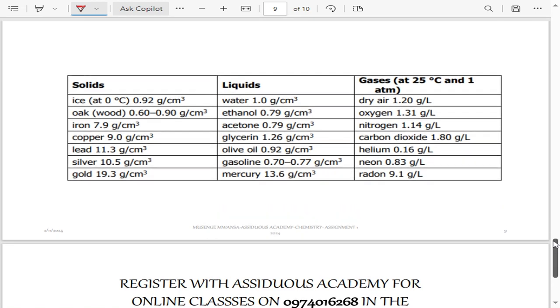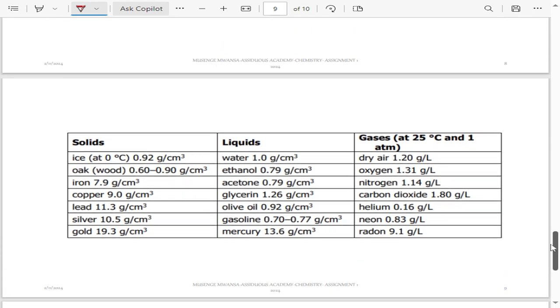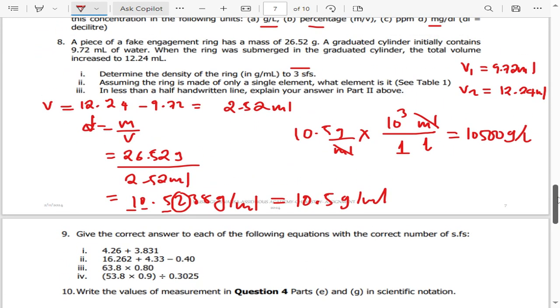So this is the density, 10,500 grams per liter. Let's try to go for those values. It can't be anything on this side. So it is actually this one here, because a centimeter cubed is the same as a mil. So 10.5 grams per mil is the same as 10.5 grams per cubic centimeter. So the answer there is silver. So this was the silver.